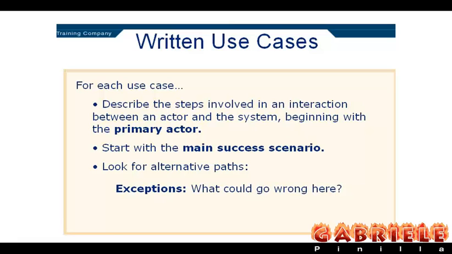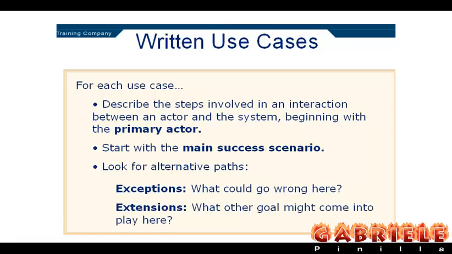The other kind of alternative path is called an extension. To find the extensions, you ask what other goal might come into play here. For example, some ATMs give you the option of whether or not you want to print a receipt. So at a certain point along the main success scenario, the system might ask, do you want a receipt? You don't have to get a receipt in order to successfully complete the withdraw cash use case, but it's an option that you have. So the print receipt use case would be an extension of the withdraw cash use case.